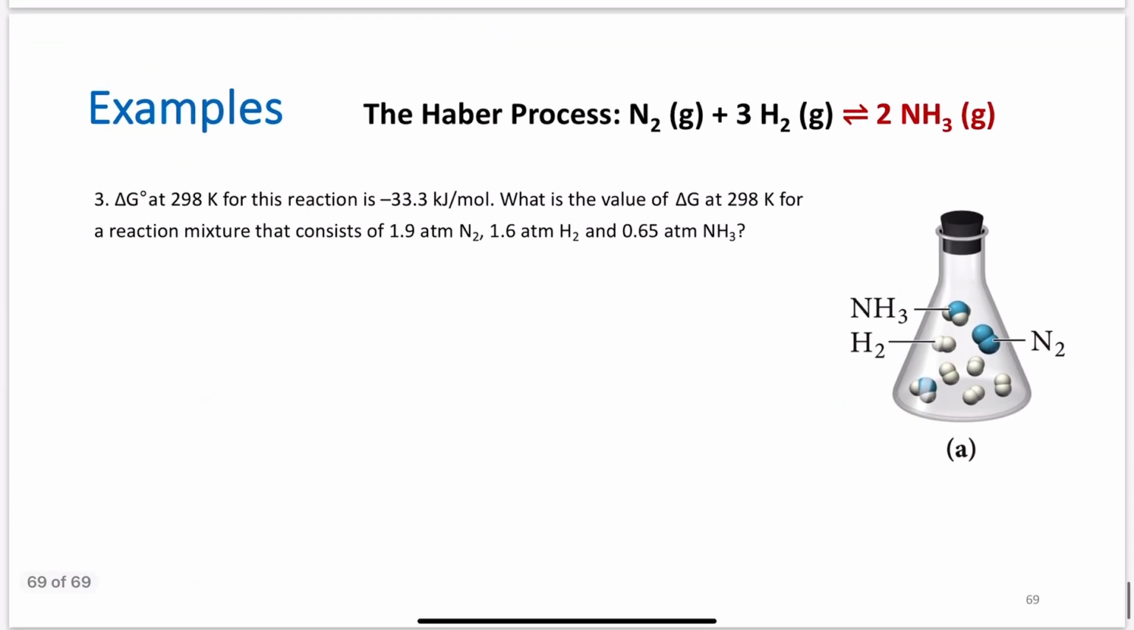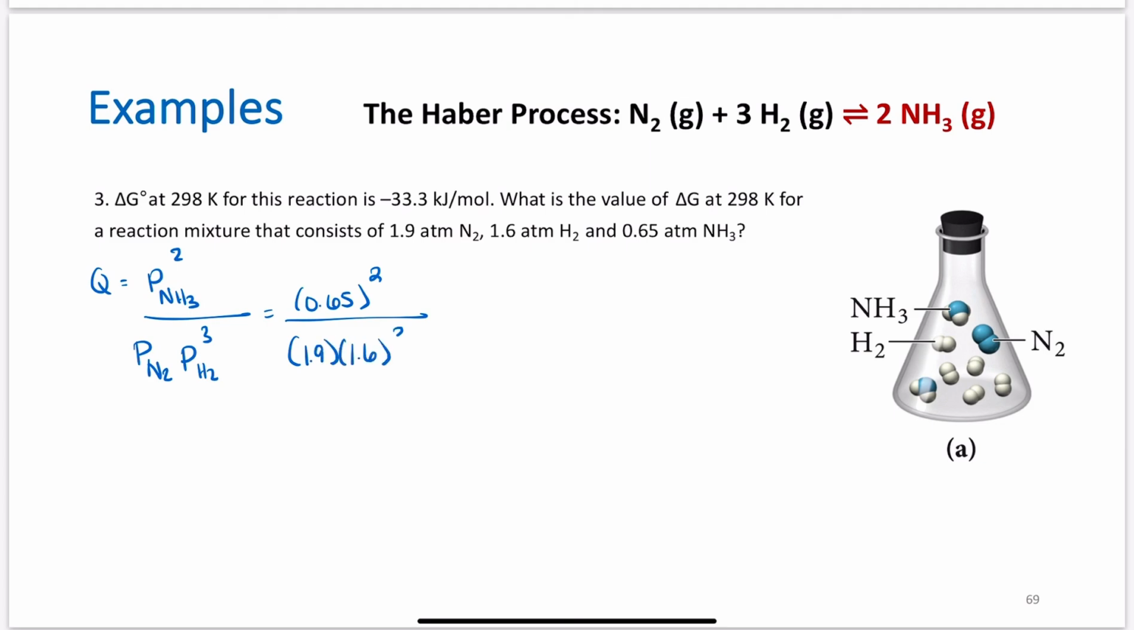And the last example, delta G naught at 298 K for this reaction is negative 33.3 kilojoules per mole. What is the value of delta G at 298 K for a reaction mixture that consists of 1.9 atmosphere N2, 1.6 atmospheres H2, and 0.65 atmosphere of NH3? Same process we just followed. Q is equal to the partial pressure of NH3 squared divided by the partial pressure of N2 times the pressure of H2 cubed, 0.65 quantity squared, divided by 1.9 times 1.6 quantity cubed, 5.4 times 10 to the minus 2.